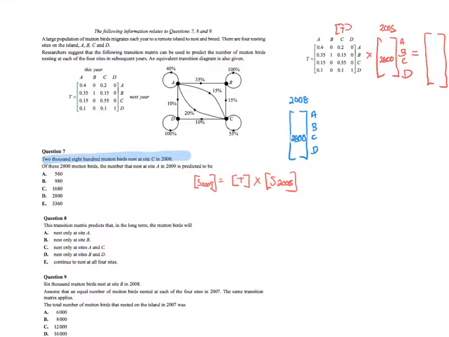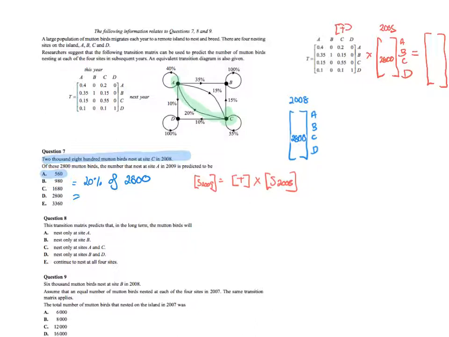So if we look about it, we want to go the ones that were at site C, and they're going to go to where? Site A, yeah, which is this arrow. So you're going to say, what would that be? It's going to be 20% of the 2,800, yeah? And what would that be? So that ends up being that answer there. Okay, the transition, then we'll go to question 8.